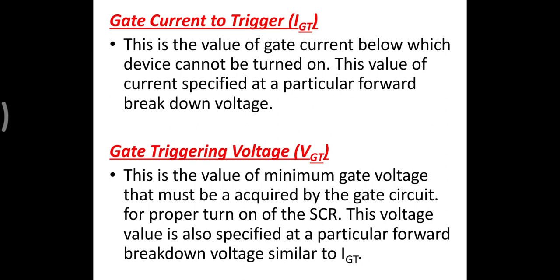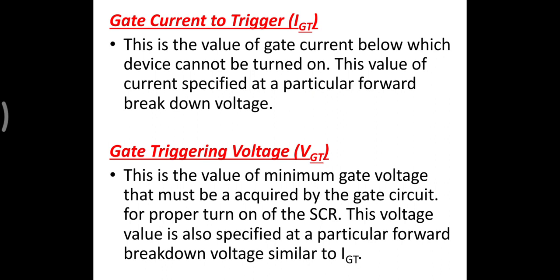So see here, what it explains is how much minimum current is required to turn on the SCR, specified in this point, gate current to trigger. Next, gate triggering voltage. Gate triggering voltage is the value of minimum gate voltage that must be applied by the gate circuit for proper turn on of the SCR.